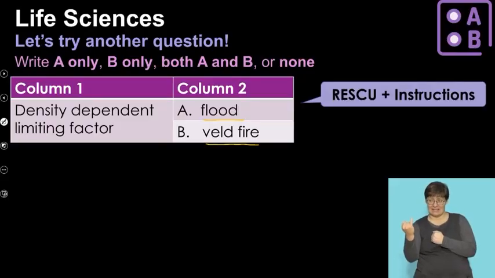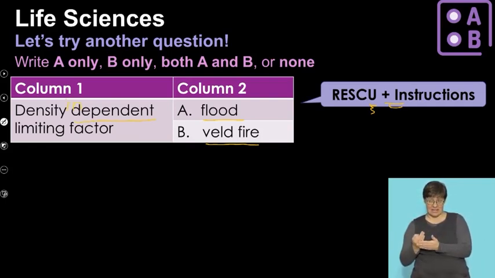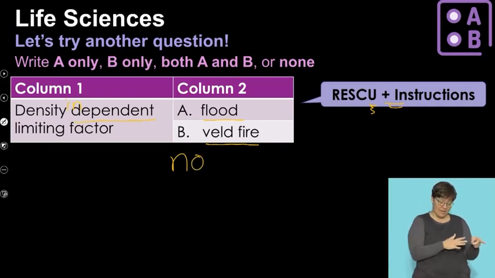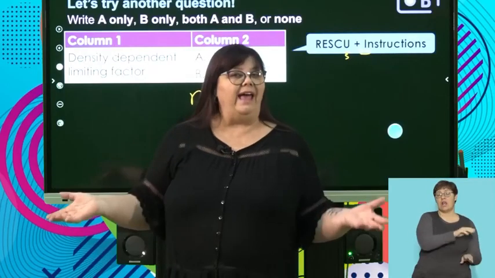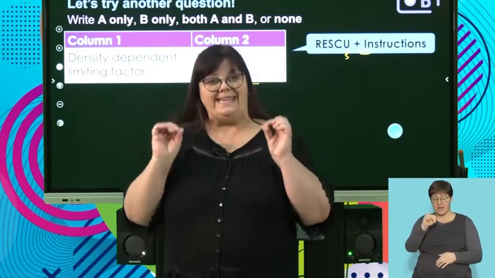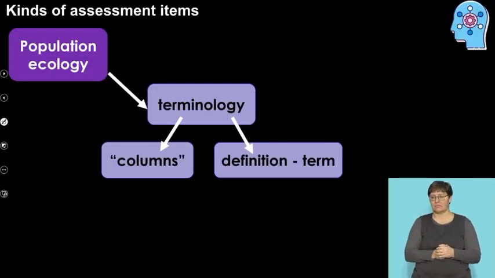And so now I must answer my question, never leave it out, follow the instructions, and here we see that both of these are in fact density independent, so we must say none. That is going to be our answer here. We don't write not A or B, or neither, we write none. Good. Now we've seen how we can answer the columns.